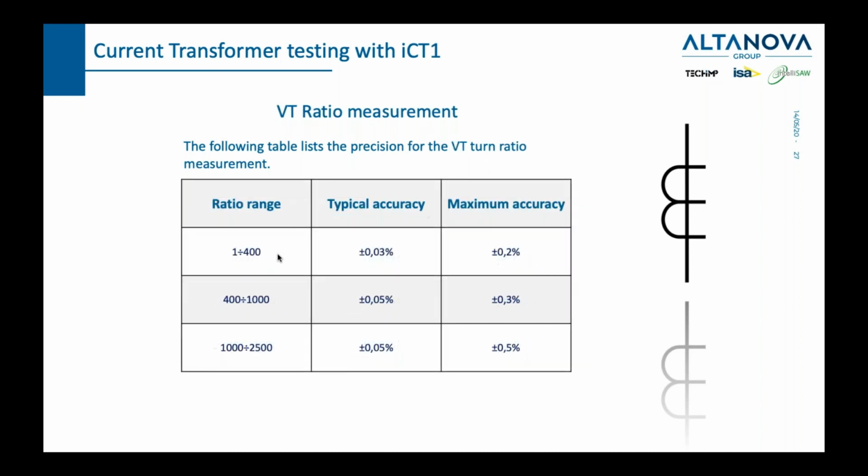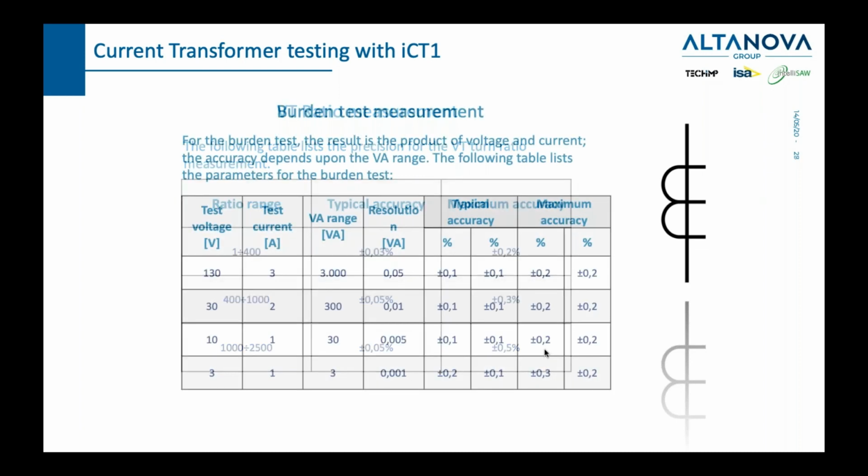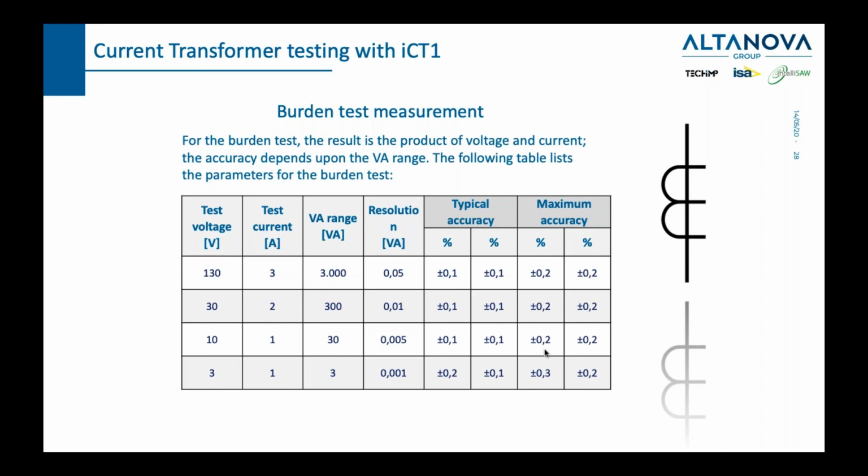Also, when we talk about VT, it's the same story. Between 0.03 and 0.05 would be our typical accuracy in this case, and guaranteed accuracy will be between 0.2 and 0.5. Burden test measurement: for the burden test, the result is a product of voltage and current. The accuracy depends upon the VA range. The following table lists the parameters for the burden test. In this case, we are using the AC voltage in different ranges.